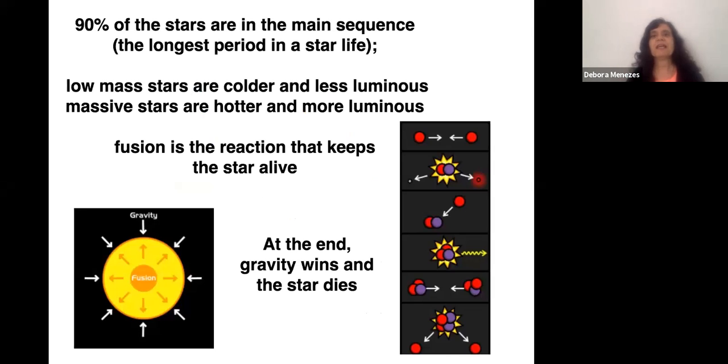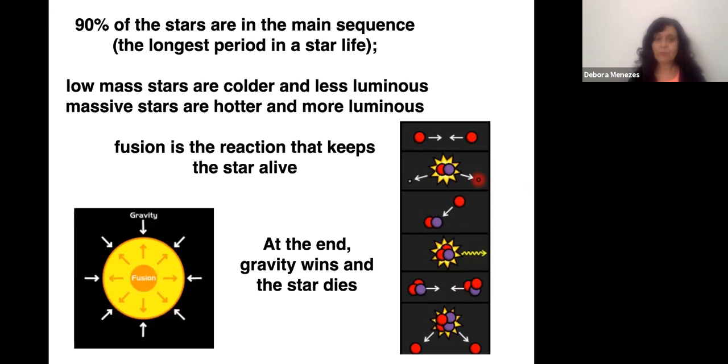Because 90% of the time of the life of a star is spent in this main sequence. So low mass stars are colder, as you've seen in the graph, and less luminous. And massive stars are hotter, more luminous, and live less time. So low mass stars generally live longer. So how do they live? They live through fusion reaction.